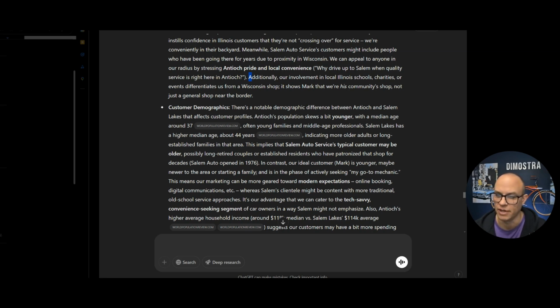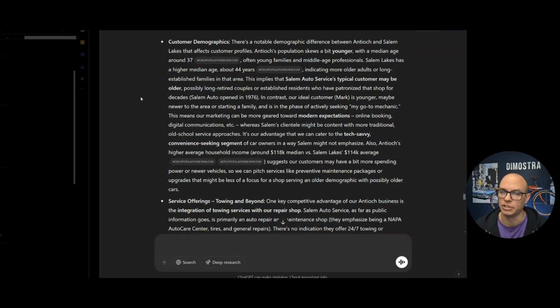They opened back in 76. In contrast, our ideal customer, Mark, is younger, maybe newer to the area or starting a family, and is in the phase of actively seeking my go-to mechanic. This means our marketing can be more geared toward modern expectations, online booking, digital communications, whereas Salem's clientele might be more content with traditional, more old school service approaches. This is really crazy. It's our advantage that we can cater to a tech-savvy, convenience-seeking segment of car owners in a way that Salem might not emphasize.